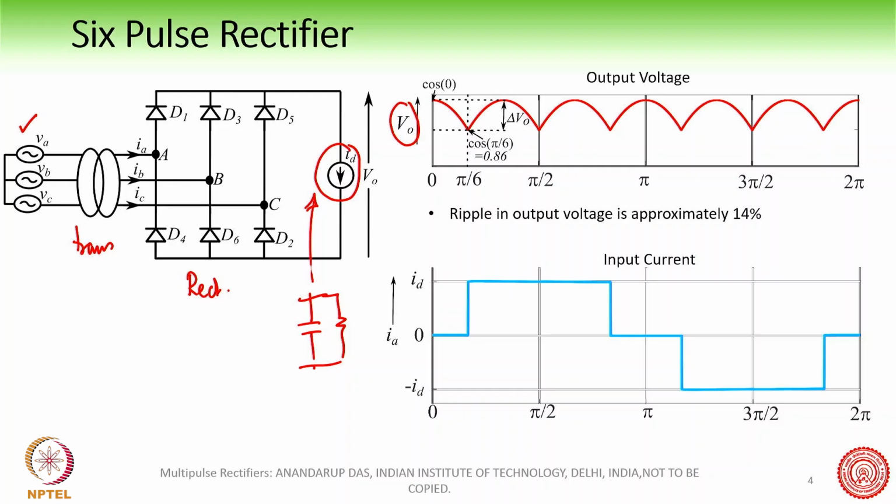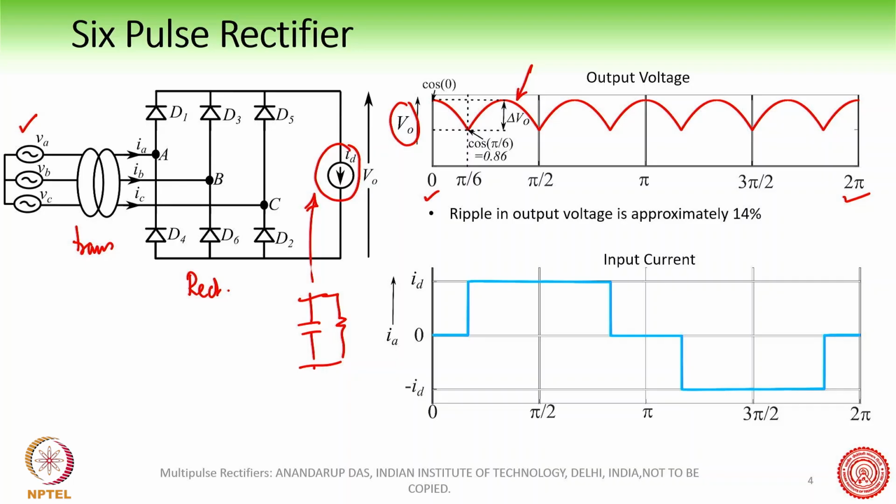Now how does the output voltage waveform look? Typically, as you know, it consists of this 6 pulse rectifier output, which means that we have 6 lobes in one cycle. Here is the one cycle which I have drawn, and there are basically 6 lobes in the output voltage.